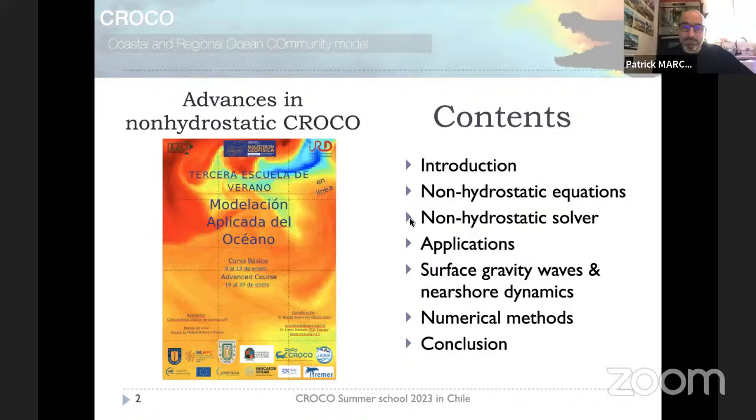Then I will follow with applications, some basic applications that will show how it works, some validations maybe that you can do after. And then we will stop here for a little break, maybe 5 minutes, I don't know. And we'll come back for a second part that will be a particular application on surface gravity waves, which are particularly interesting with the non-hydrostatic model and nearshore dynamics.